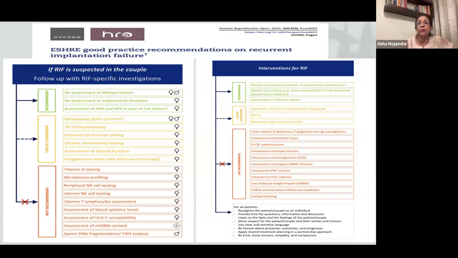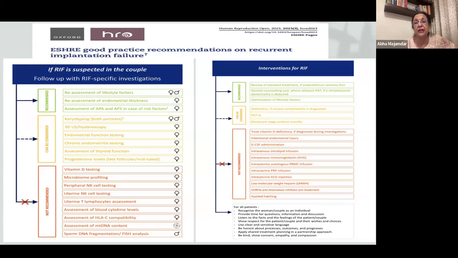So if a karyotypic abnormality is there, then we can do PGT-SR also, or anything else. And genetic counseling is important. Do you want to have an aneuploidy check also? Then what you can consider is antibiotics if chronic endometritis is diagnosed, PGT-A, and blastocyst stage transfer for all patients.